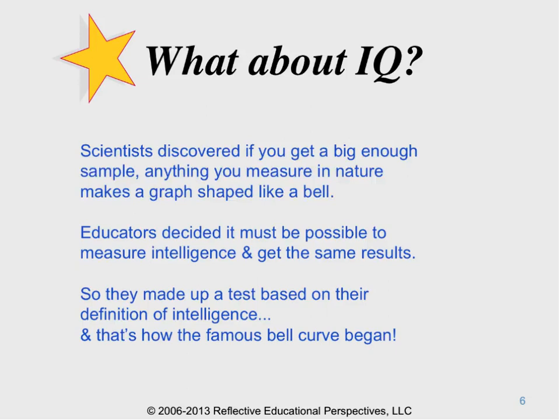What about IQ? Scientists discovered that if you get a big enough sample, anything you measure makes that graph shaped like a bell. So we've all heard of the bell curve. The problem is that educators decided it must be possible to measure intelligence and get the same results, because scientists were measuring things like rainfall or the depths of oceans and lakes, things in nature. Educators took that on and figured intelligence is something in nature. So they made up a test based on their definition of intelligence, and that's how we got the bell curve for education.